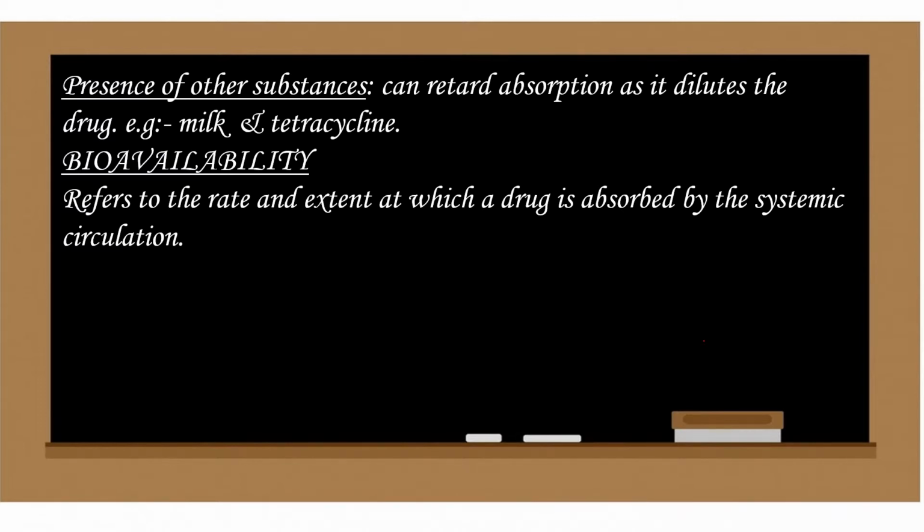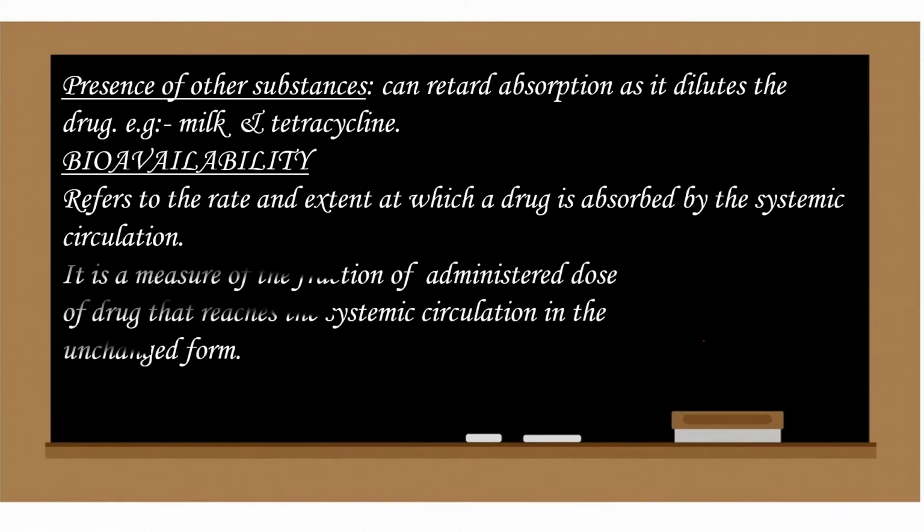Bioavailability refers to the rate and extent at which a drug is absorbed by the systemic circulation, or in other terms, it is a measure of the fraction of administered dose of drug that reaches the systemic circulation in the unchanged form. Except for IV route, drug given through other route need to be absorbed first, and majority of it gets eliminated before it reaches systemic circulation.